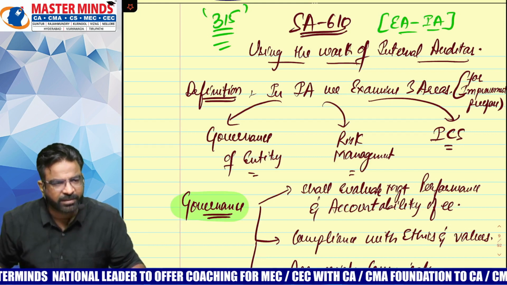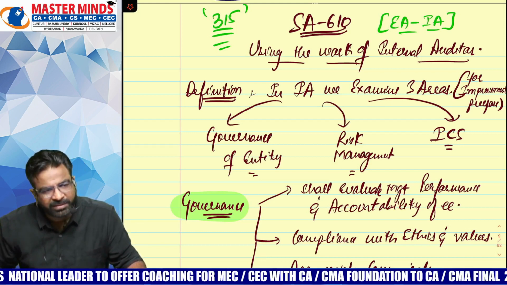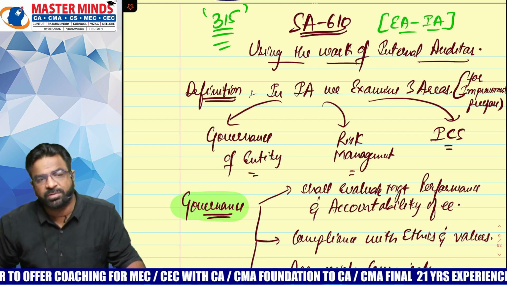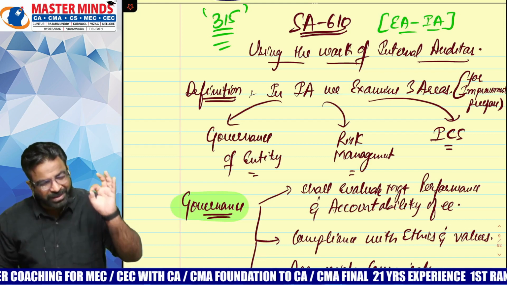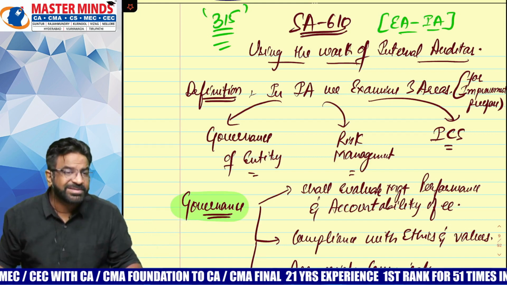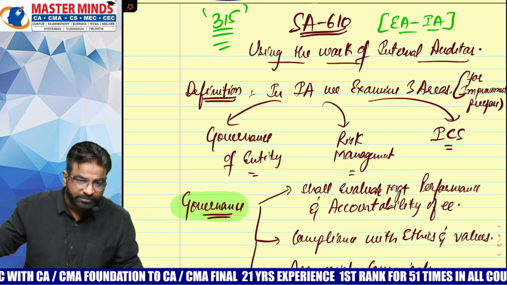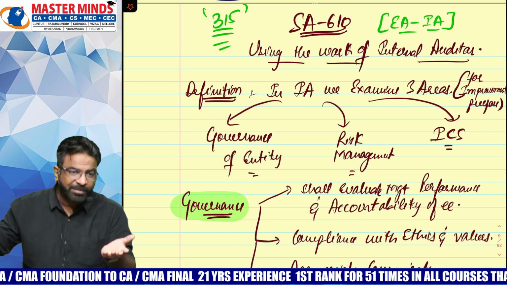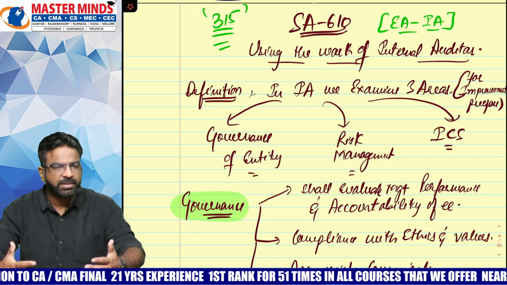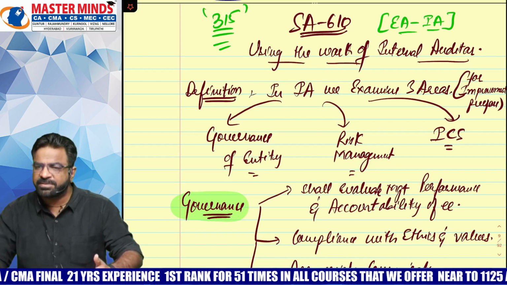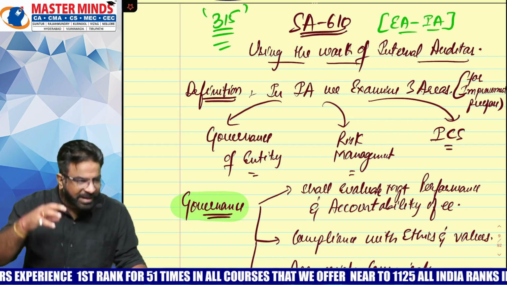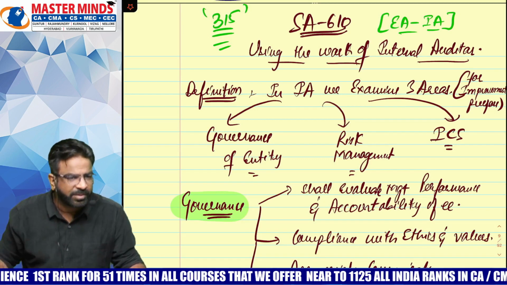My question is why. Why is there a need to use the work of the internal auditor? Because who stayed throughout the year? Who knows in and out every piece of information about the company? The internal auditor. He is a great asset for you. But at the same time, consider AR, audit risk, because whose puppet is this person? Management's. So you want to use the work, but you know this person is the biggest puppet of management. So can you rely or can't you? That is the fight discussed in this standard, 610.